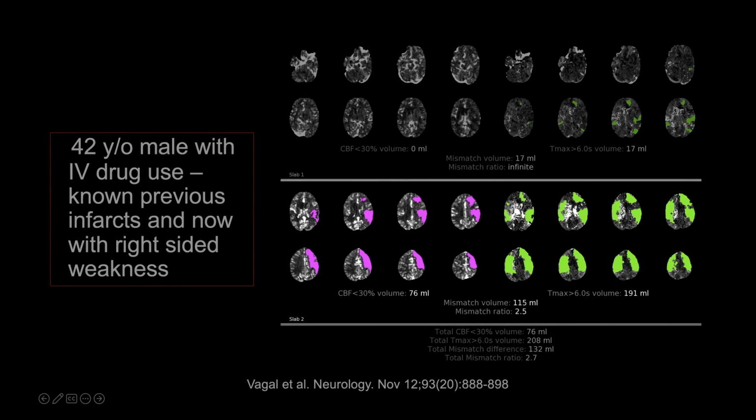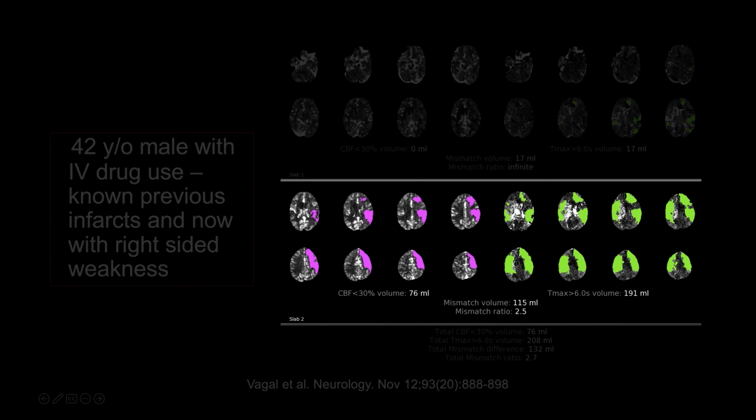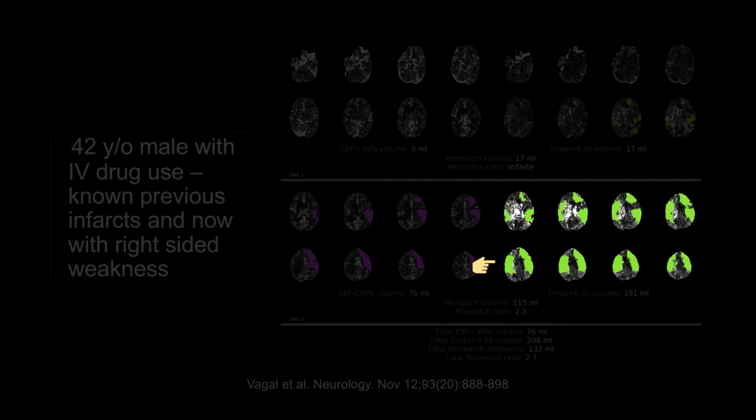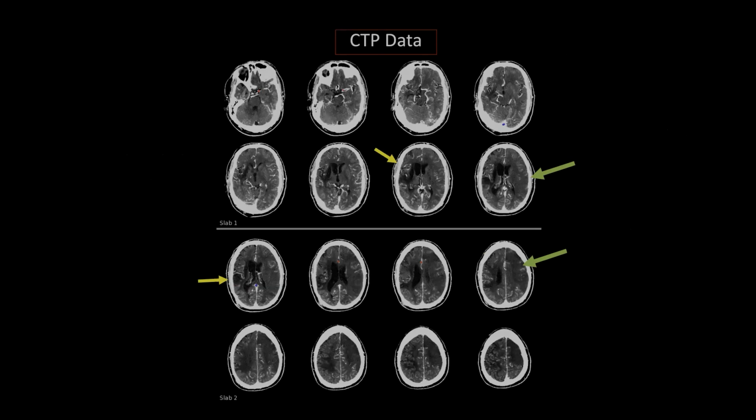So if I look at my CT perfusion over here, if I look at just the volumes, my total CBF is 76 ml. My Tmax is 208 and my mismatch is 2.8. So clearly, just by volumes, this is a mismatch. But obviously, we can see that the CTP is somehow also calculating the right-sided penumbra. This is a bilateral penumbra. If I just look at my left MCA, this is a matched defect. Now, why am I seeing the right-sided penumbra?